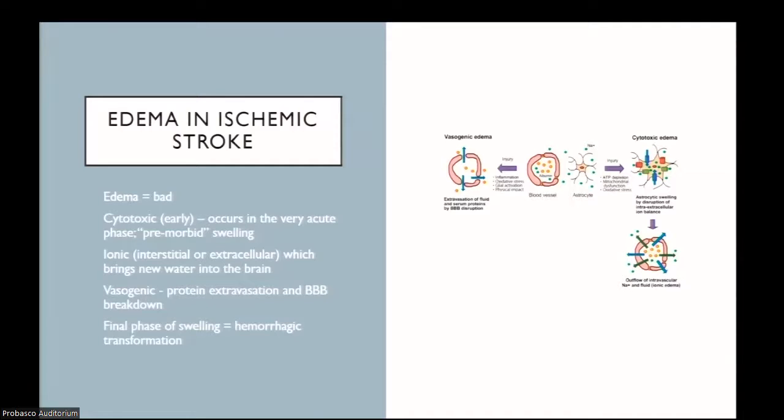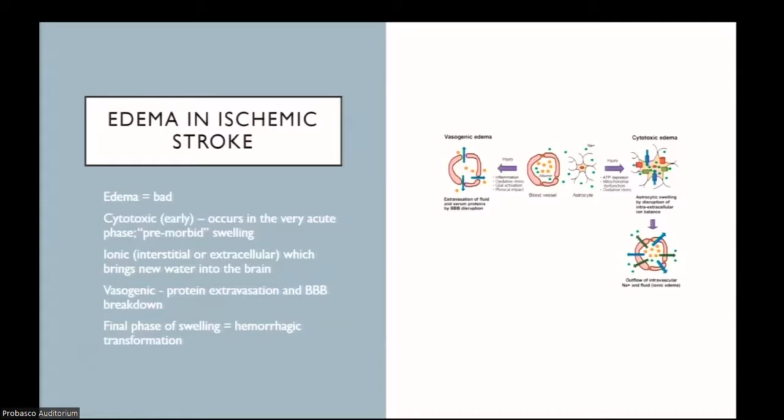Cytotoxic edema usually occurs early in stroke. There's no associated blood-brain barrier disruption. Usually it's caused by ATP depletion, and it's characterized by swelling of the astrocytes and the neuronal dendrites. ATP depletion due to diminished brain blood flow as a result of ischemia leads to impaired ATP production. And then failed ATP production leads to impaired sodium transport, which leads to swelling.